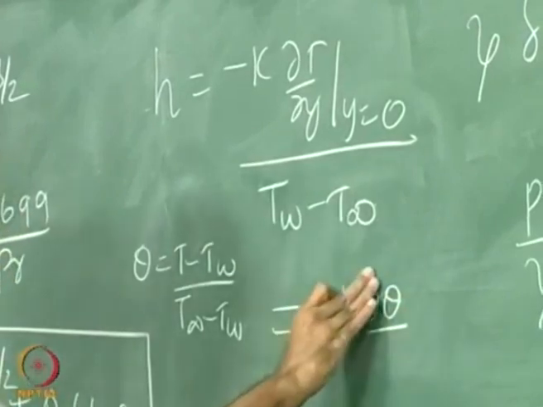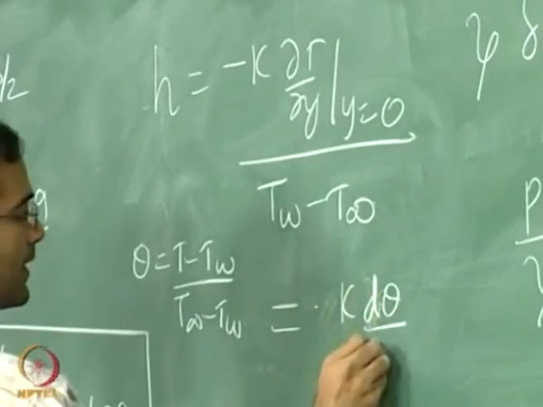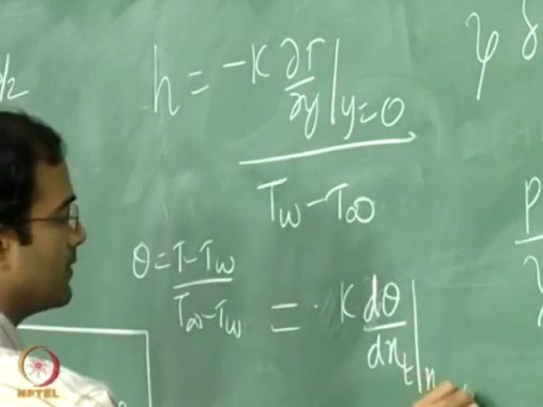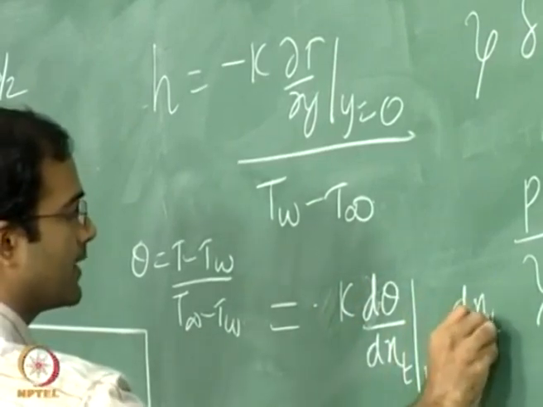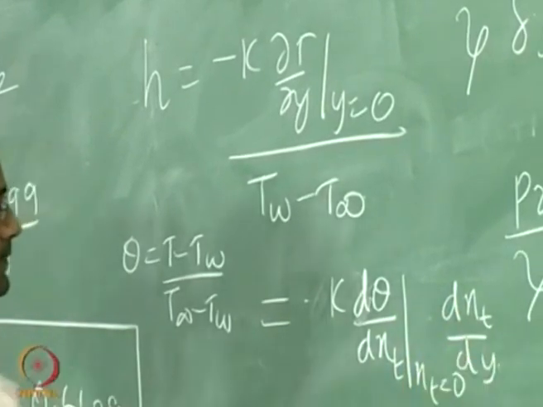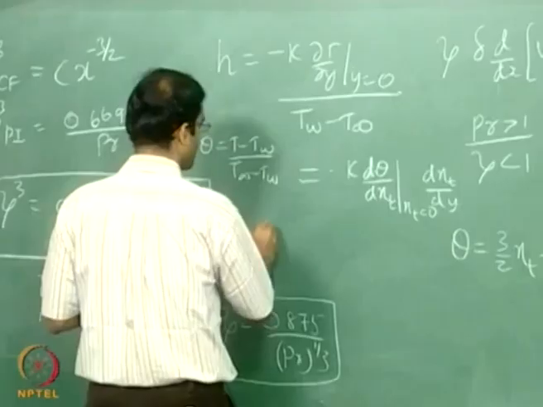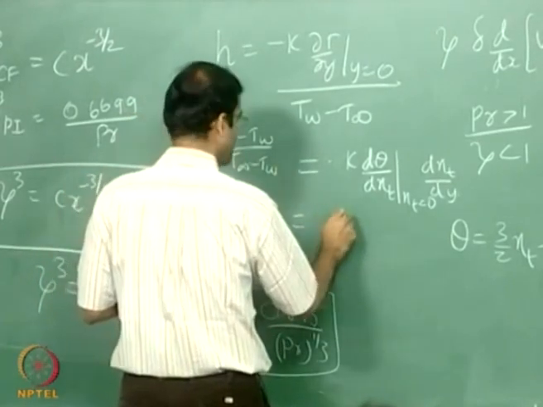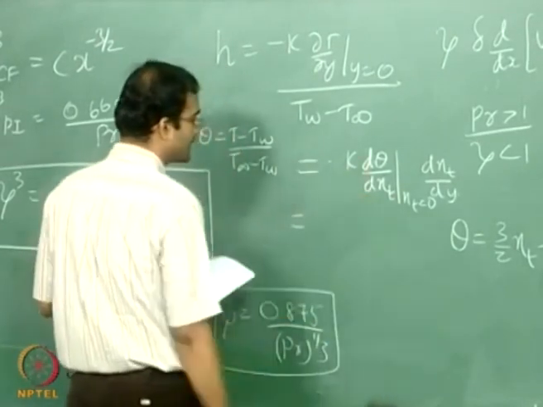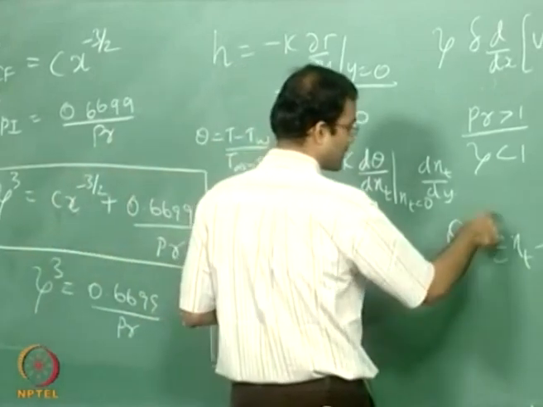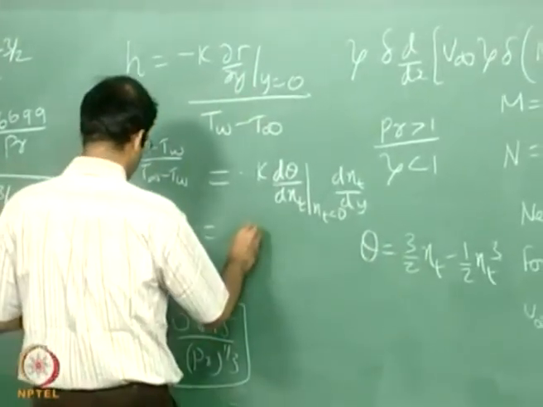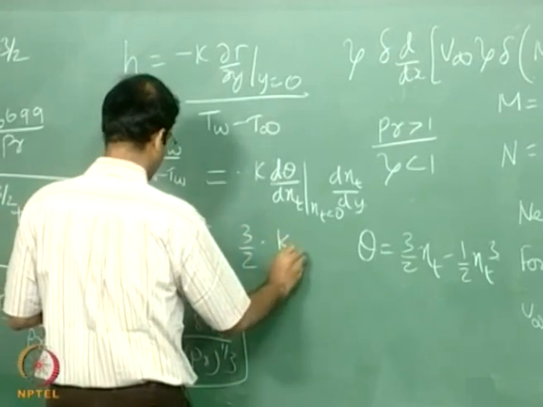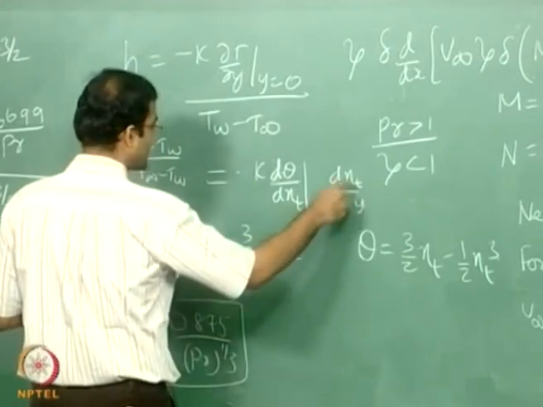Once again I can transform the variable as d theta by d eta t at eta t equal to 0 into d eta t by dy. So my expression here: d theta by d eta t at eta t equal to 0 is nothing but 3 by 2. So this will be 3 by 2 into k, and what is d eta t by dy?